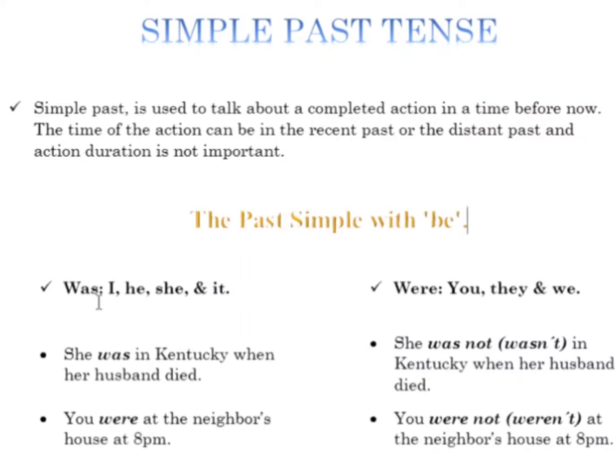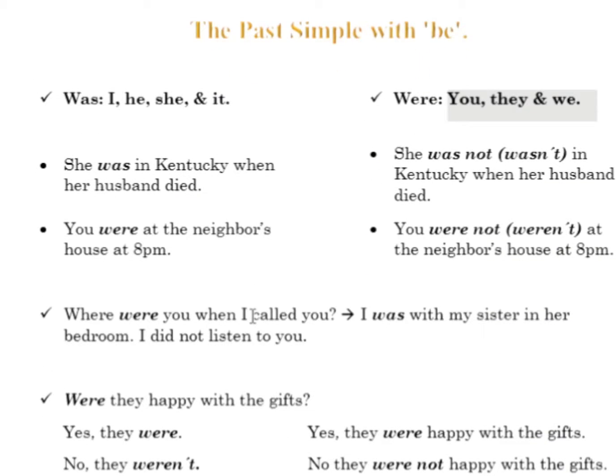Now, we use was for the personal pronouns I, he, she, and it, and we use were for the personal pronouns you, they, and we. Let's see some examples. In these two cases, we have two affirmative sentences, okay? Like, she was in Kentucky when her husband died, or you were at the neighbor's house at 8 p.m.